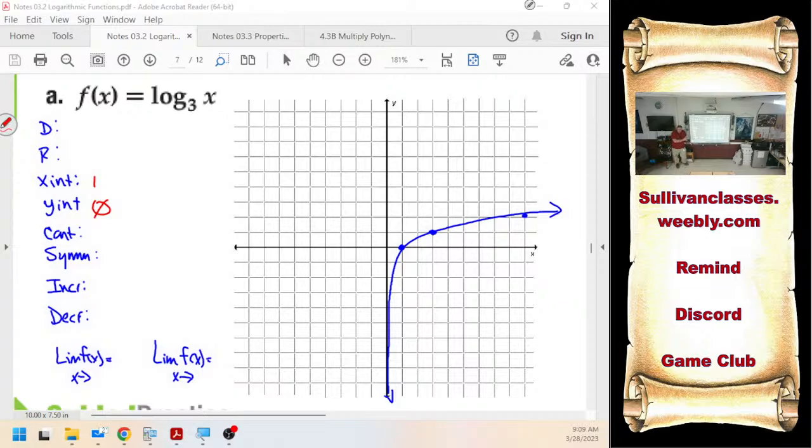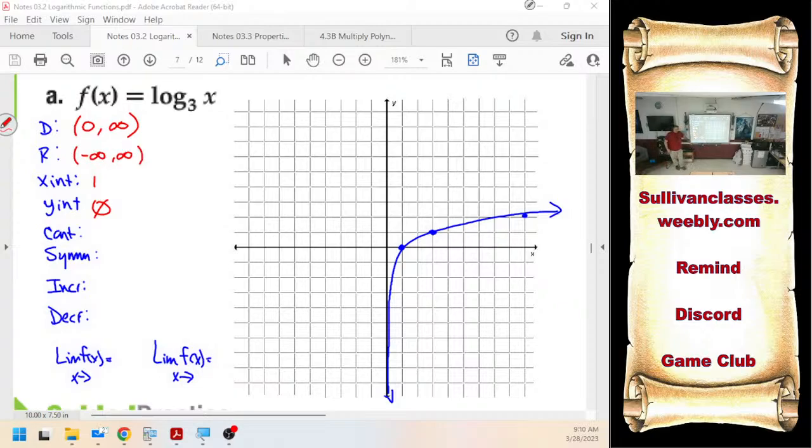What is the domain? 0 to infinity, parenthesis or bracket. Thou shalt not take the log of a non-positive; 0 ain't allowed in this party. Range. Okay, it is all real numbers. Now, because it's the inverse of exponential, it's going to take a very, very, very long time to get up here. A really long time. Thankfully, it has infinity to do it.